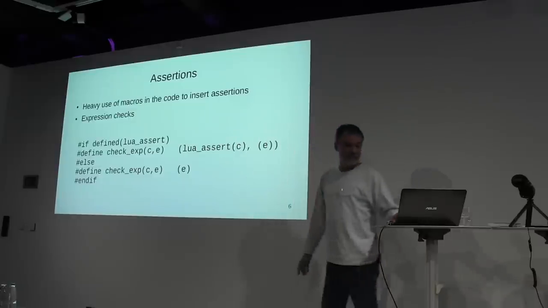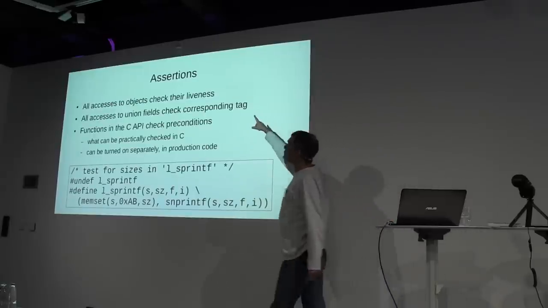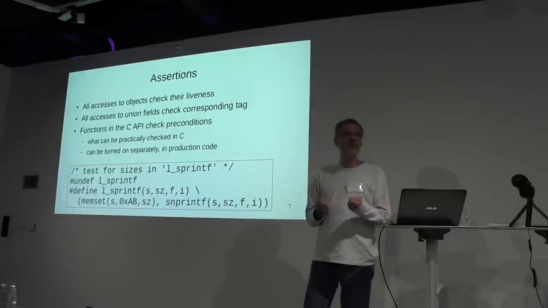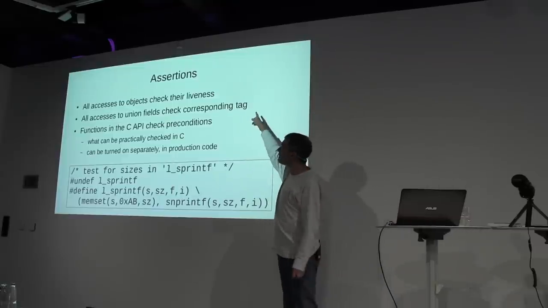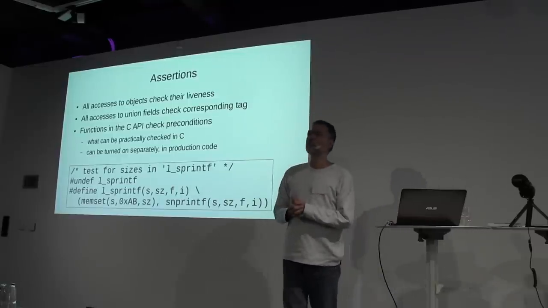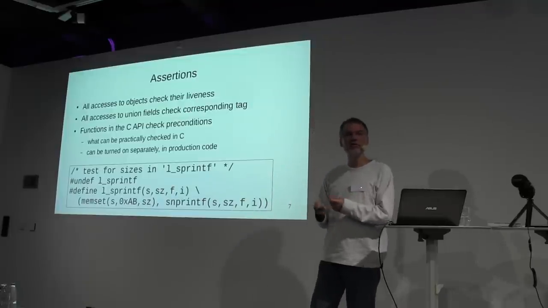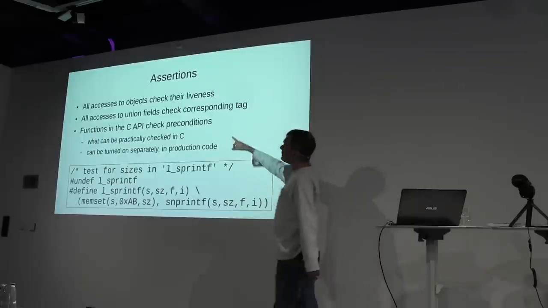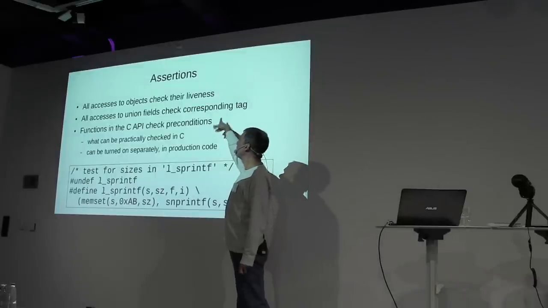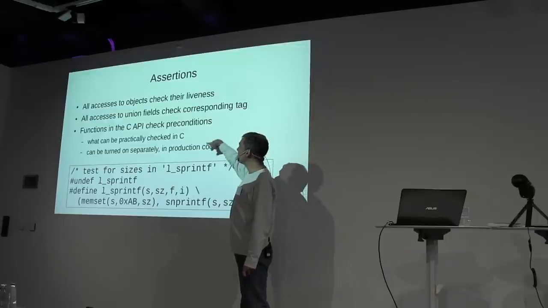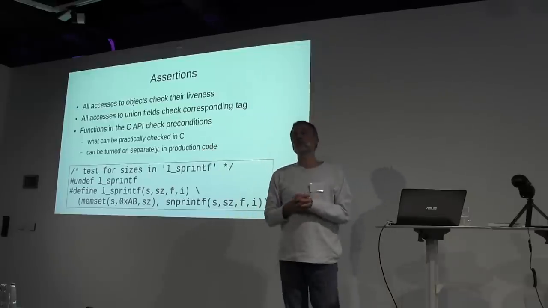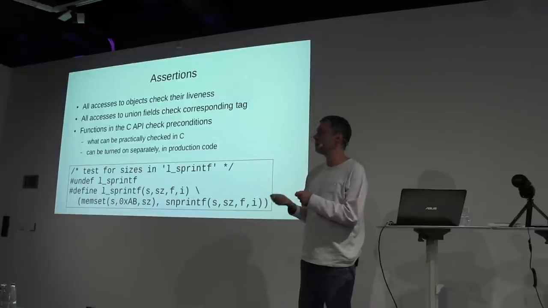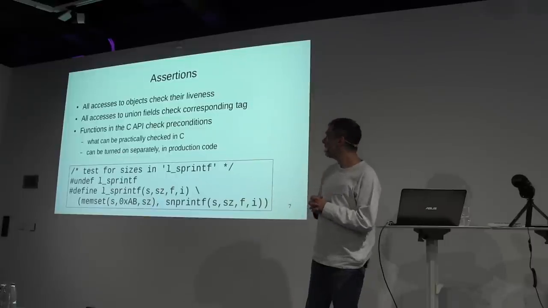For instance, an example. So every time we access an object, we check its liveness, whether it's alive according to the garbage collector. Every time you access a union field, we check the corresponding tag to check whether the union actually has that field and not another one. All functions in the C API check preconditions, and we can turn that on independently. And a lot of people have problems with this when they use the API, so we can turn on only those checks to see if some program is using the API correctly.